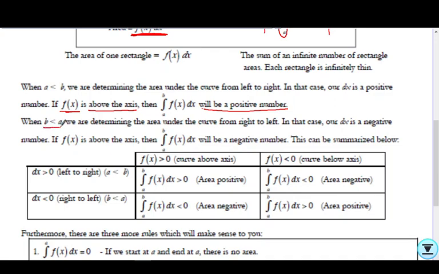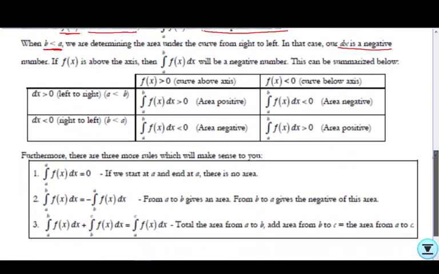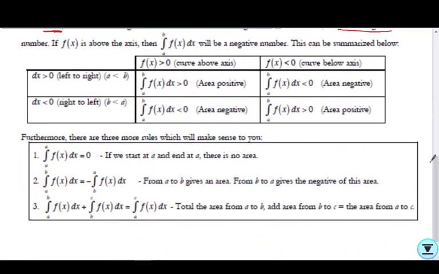Also, if b is less than a, which means that b is smaller than a, then our dx is going to be negative, which means our integral will also be the opposite sign, negative. We'll talk about that more in just a minute. But basically, these are some rules that we need to know.